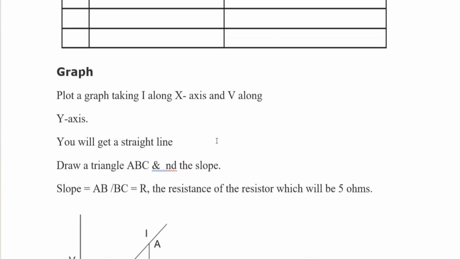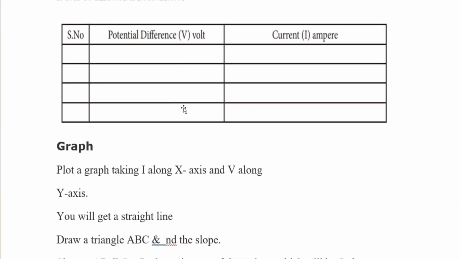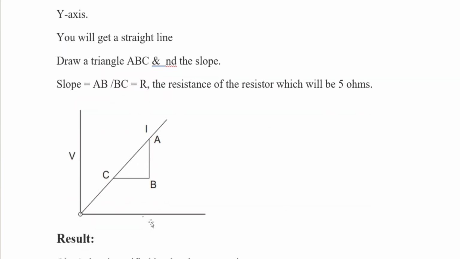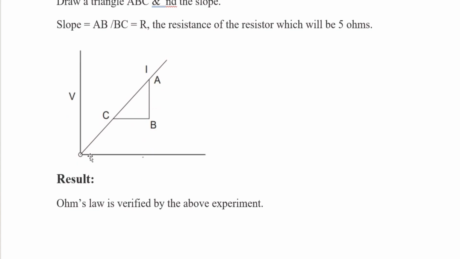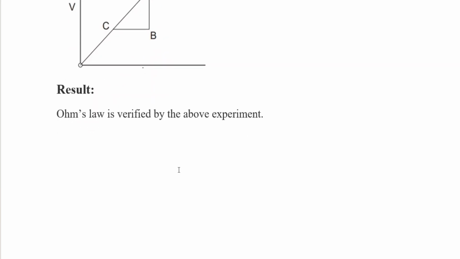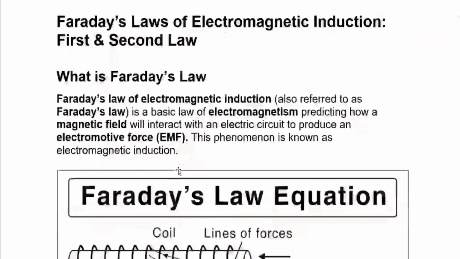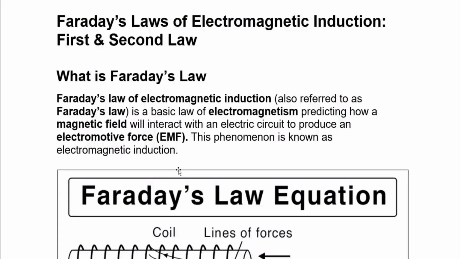Now after having these values noted down, you have to draw a graph between V and I. I is plotted on the x-axis and V is plotted on the y-axis. Then if you join the corresponding values of V and I, you will find it is almost a straight line. So that verifies Ohm's law, and you get satisfied that Ohm's law is an actual law and it is not an imaginary law.